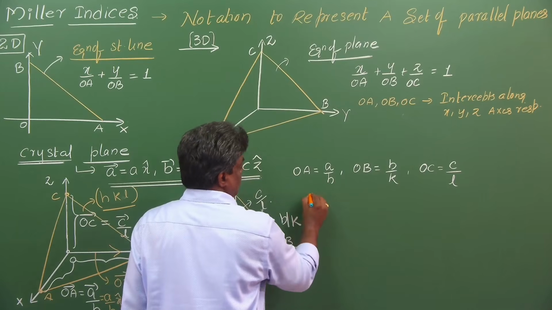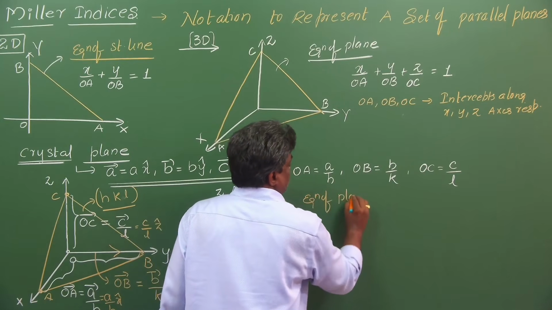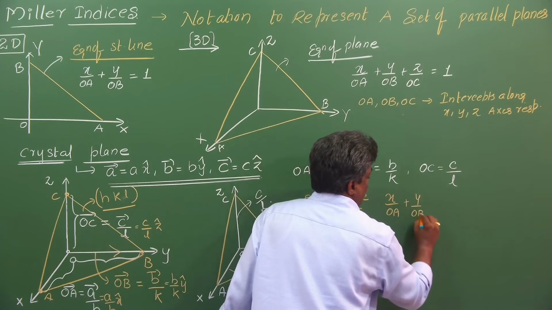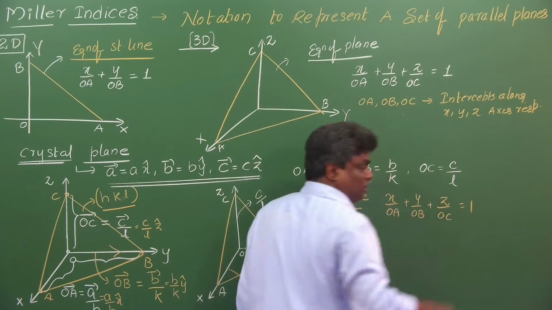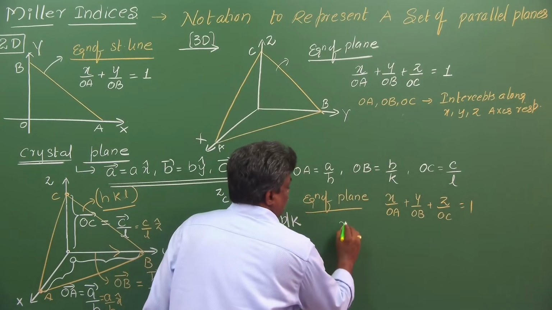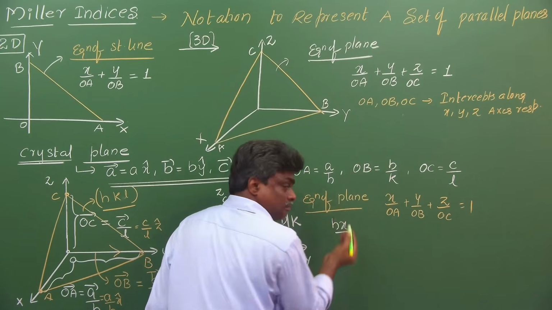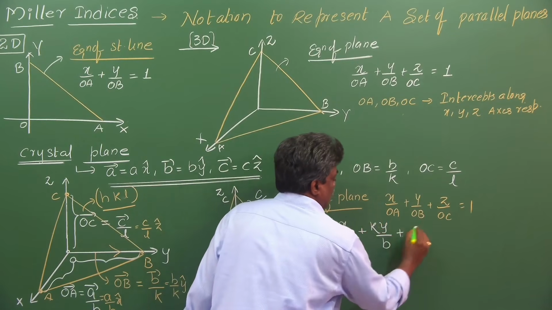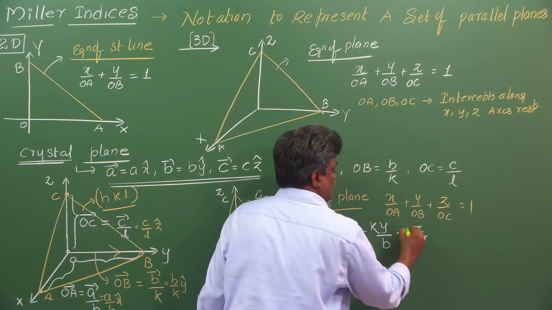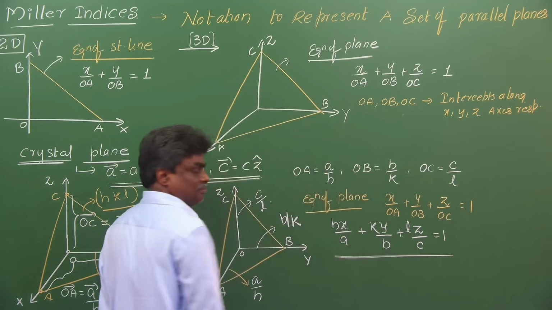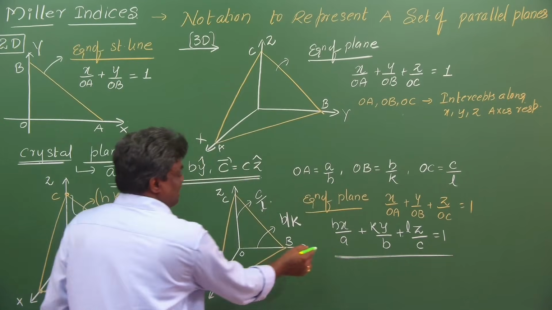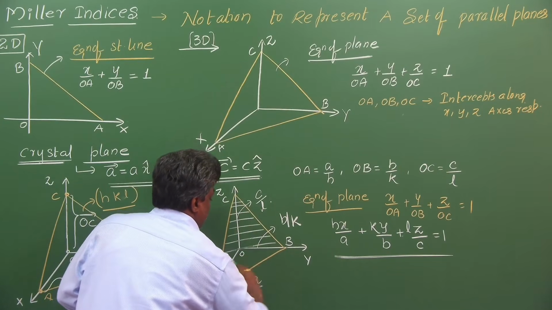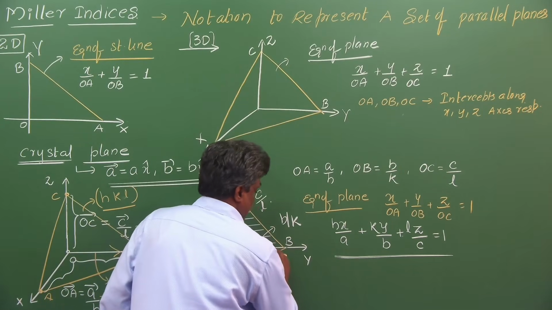Now go to the 10th class. What is the equation of a plane you learned in 10th class? Equation of plane equals x by OA plus y by OB plus z by OC equals 1. That's it. Now see, x by (a by h) plus y by (b by k) plus z by (c by l) equals 1. So this is the plane equation, whatever plane you have earlier, that plane equation.